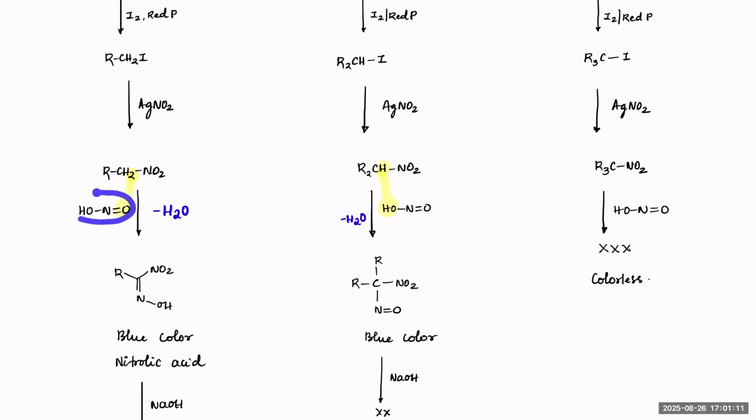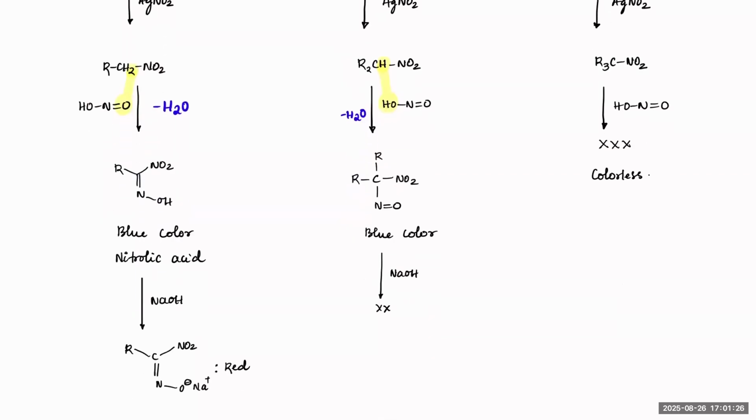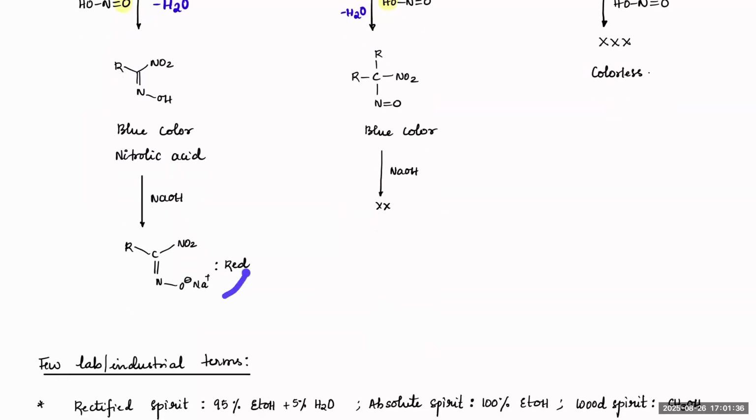And when you treat that with HNO2, nitrous acid, this hydrogen and this oxygen will be removed out. This H2O will be removed out and you'll get a C double bond N and OH. This particular compound is called nitrolic acid, which is blue color. But lastly, when you add NaOH, it will convert into a red color salt.